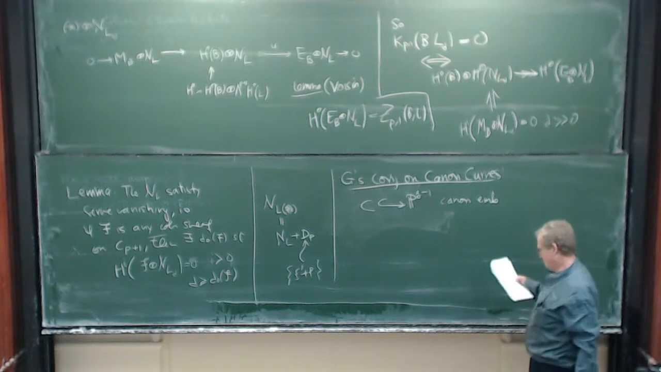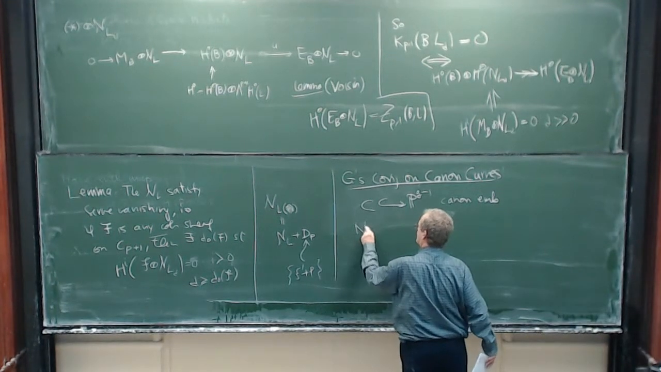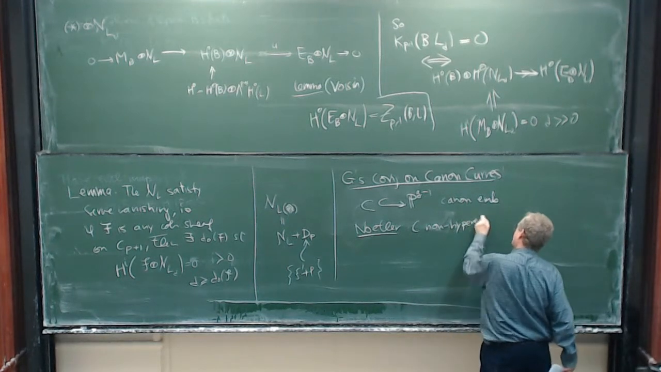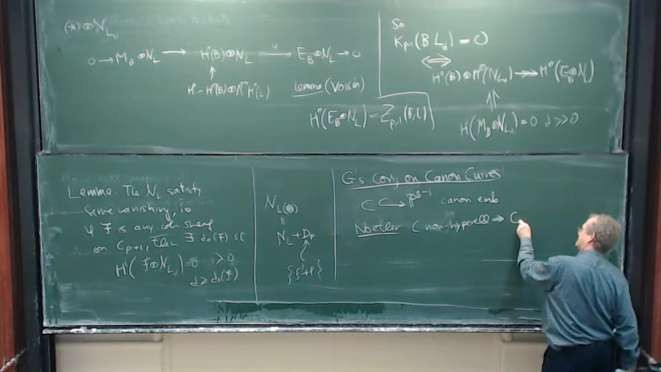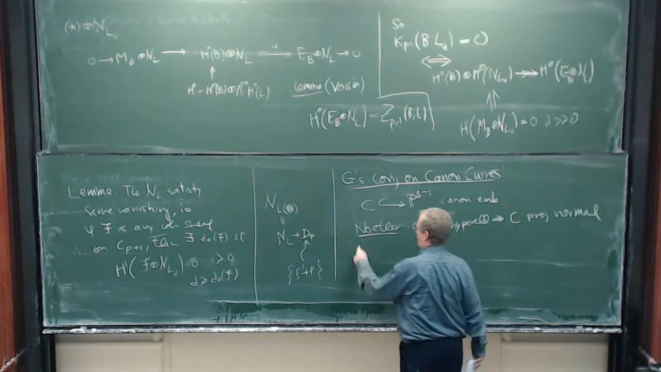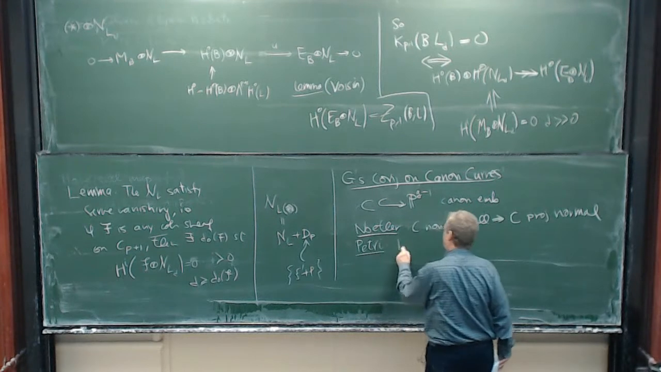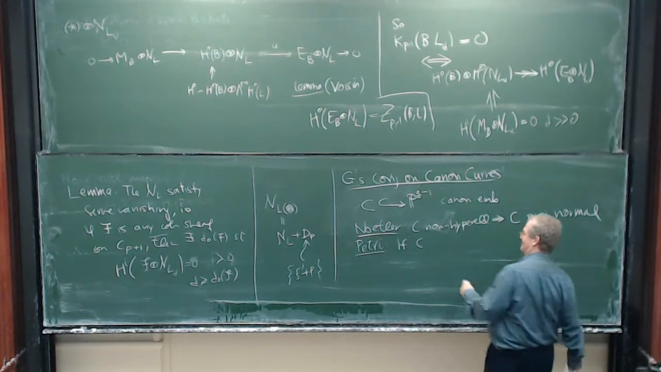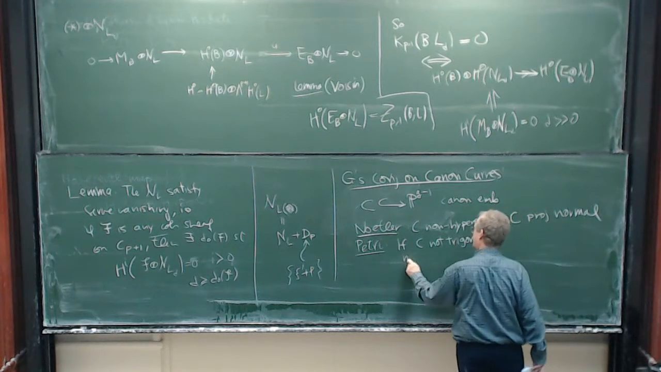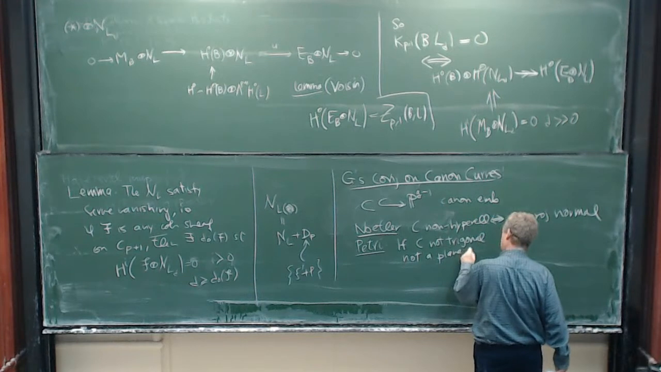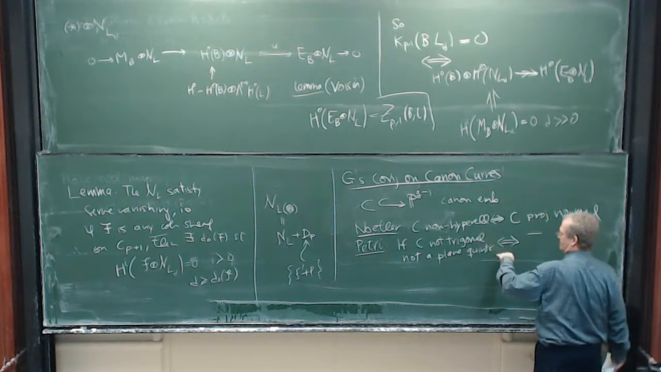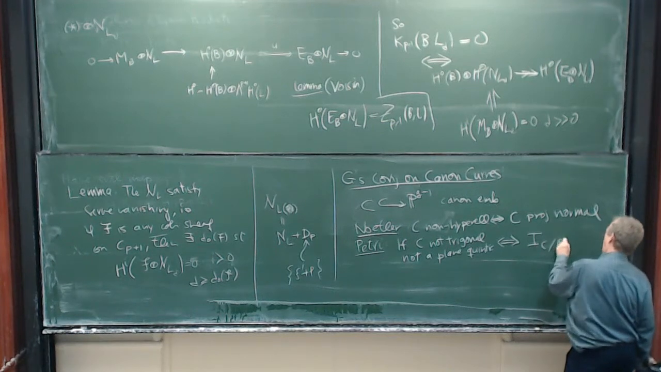Okay, and so what are the classical theorems? Noether's theorem says if you're non-hyperelliptic, the canonical embedding is normally generated, so C is projectively normal. And then the famous theorem of Petri is that if C is not trigonal and not a plane quintic, then, assuming that it's always already non-hyperelliptic, the homogeneous ideal is generated by quadrics.